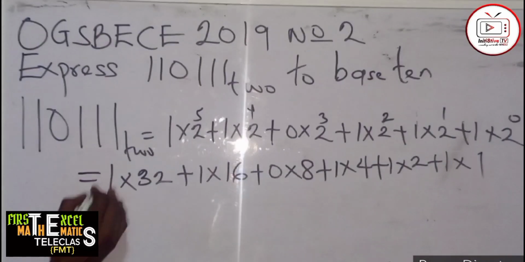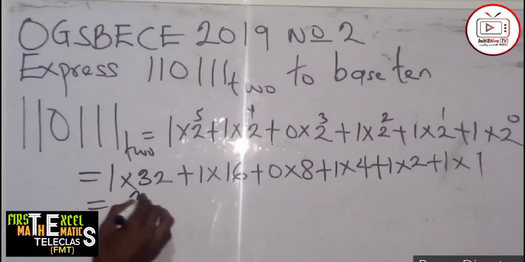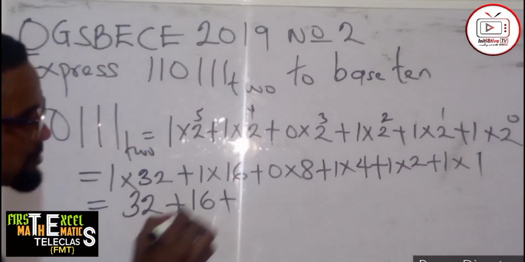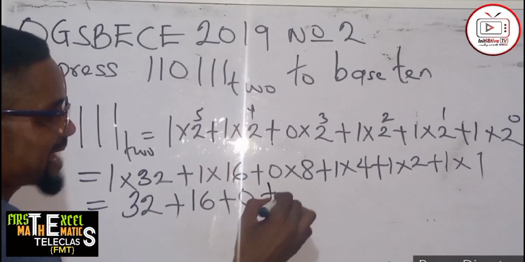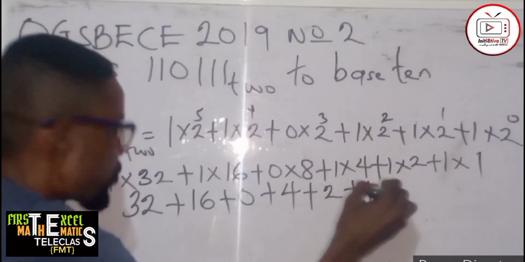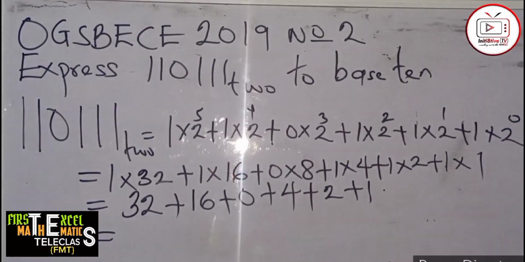From here I will say 1 times 32 gives me 32, plus 1 times 16 is 16, plus 0 times 8 is 0, plus 1 times 4 is 4, plus 1 times 2 is 2, plus 1. This is what we have. Remember, we are converting to base 10.